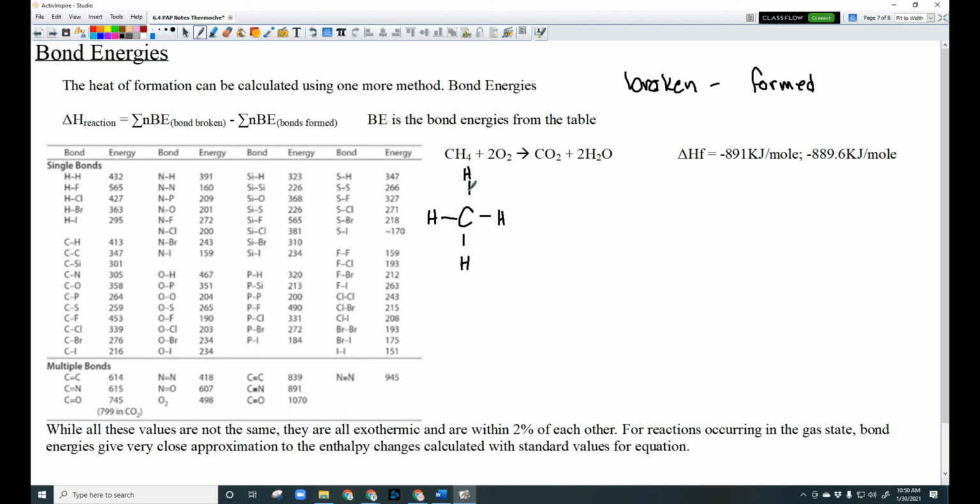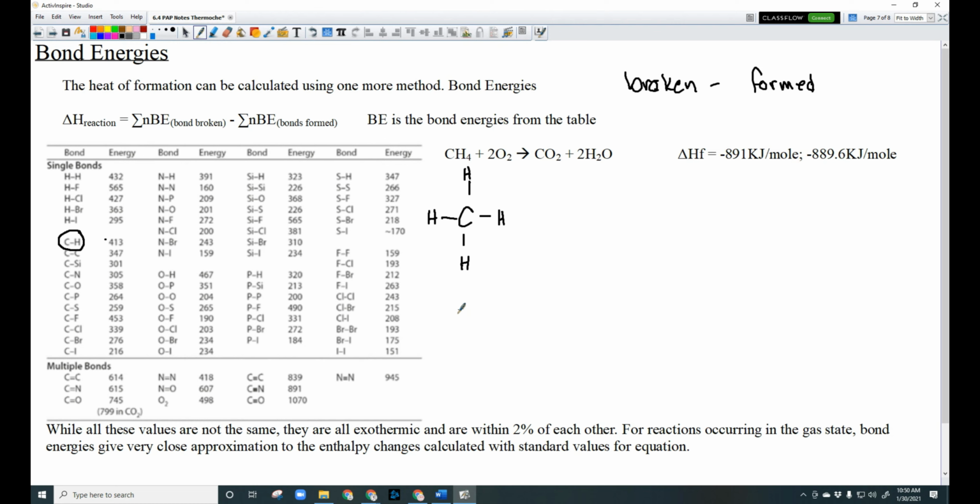How much energy is in that bond? Well, right here is a carbon hydrogen single bond, and that's 413 kilojoules of energy. All right, and so I have this bond here that needs to be broken, this bond that needs to be broken, and this bond that needs to be broken. So that's in CH4. Now, we also have O2 here.